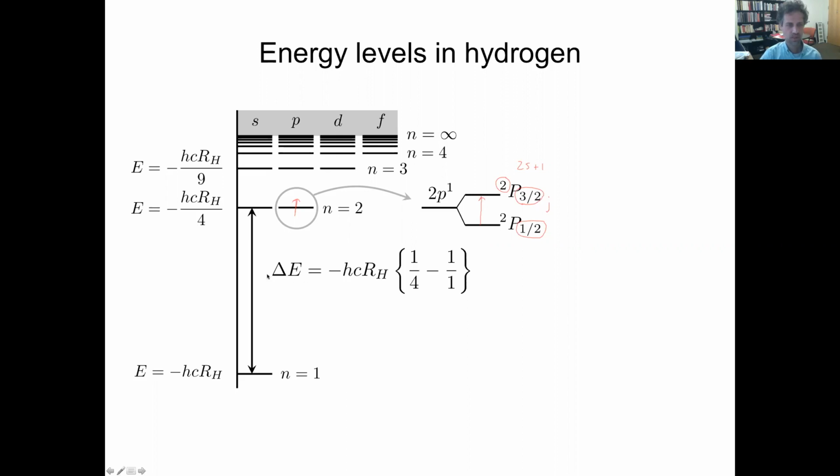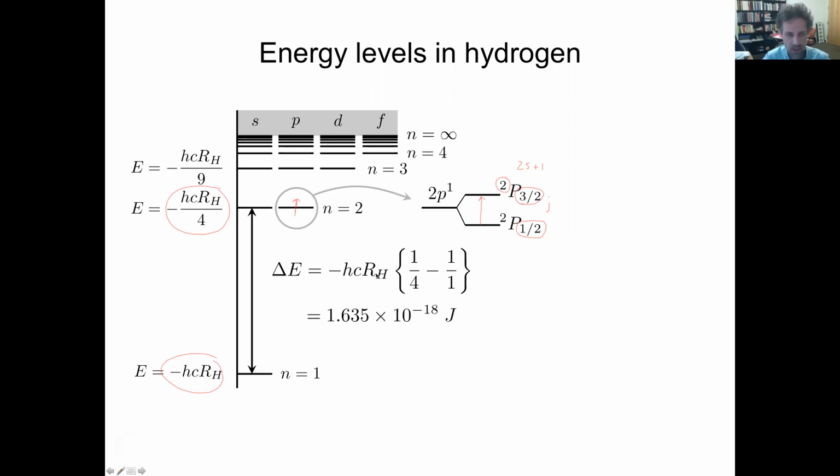So let's start with the delta E due to kicking an electron from n equals 1 to n equals 2. We can do that. We just have to subtract the energies from one another. The energies are given already here. This is the energy of the n equals 1 state, and that is the energy of the n equals 2 state. We just subtract them from one another to get the delta E, and that's given right here.